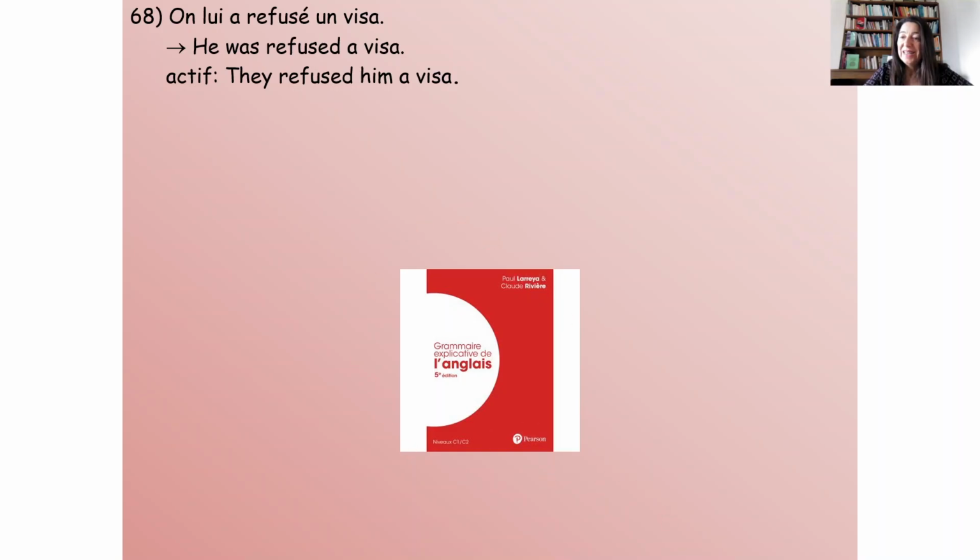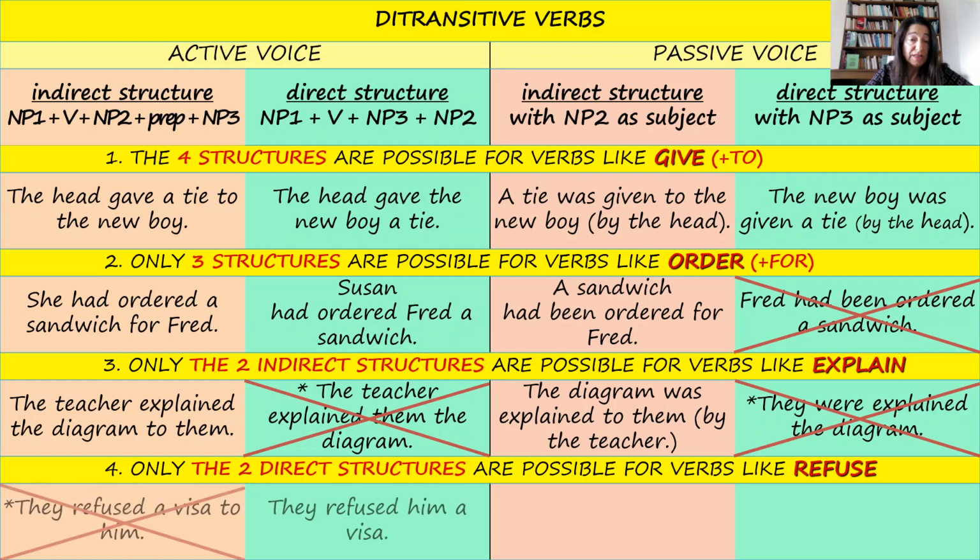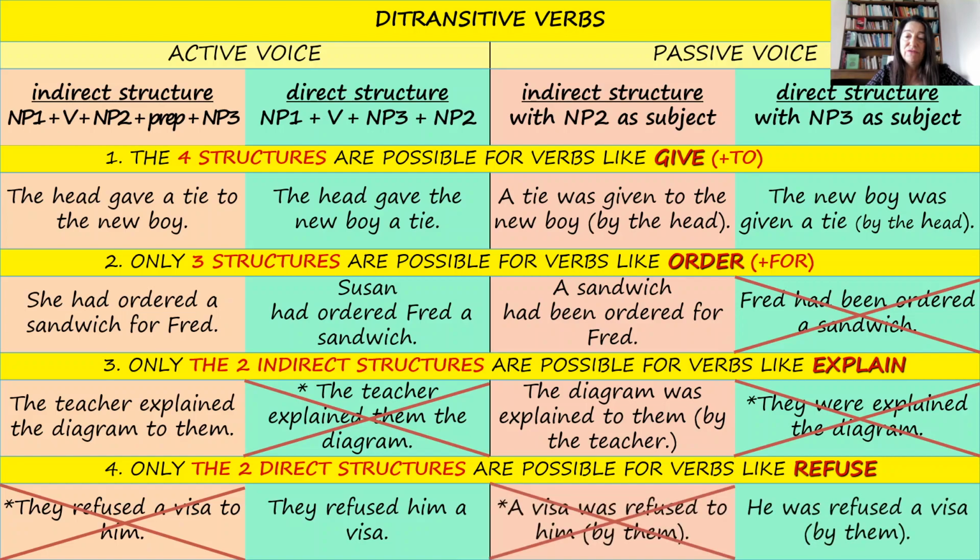And let's finish up this table on the different ways ditransitive verbs function. So with verbs like refuse, there is only one possibility for active voice, and it is to use the direct structure, the one that doesn't have a preposition. They refused him a visa, and it's the same thing in the passive voice. Only the structure without a preposition is possible. He was refused a visa.